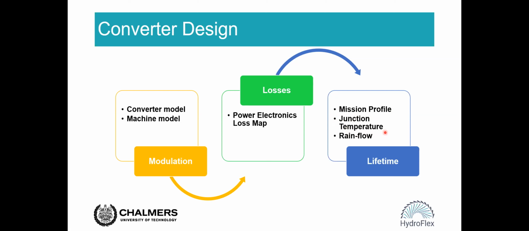And once we have the junction temperature profile, we can use a rainflow counting method or algorithm to calculate the lifetime of the converter. And by comparing different models, different modulation, different topologies, we can determine which one is most suitable for our case and which one can have the most optimal lifetime.